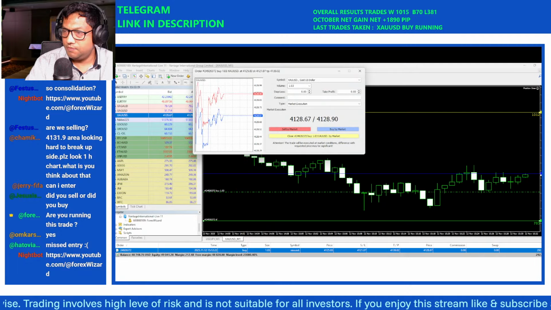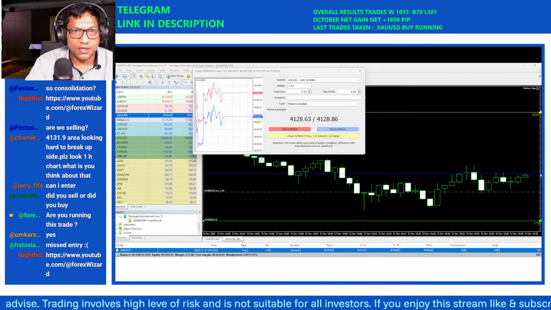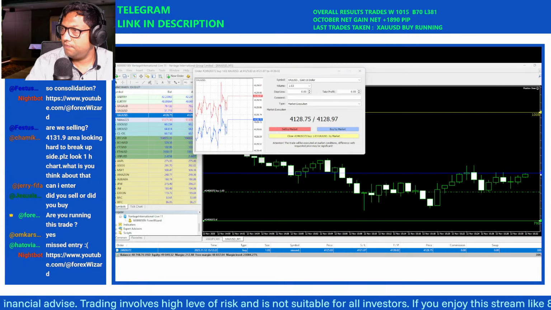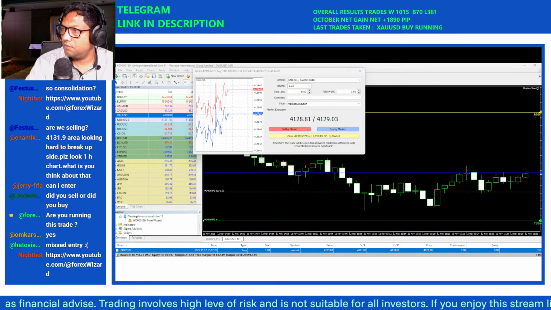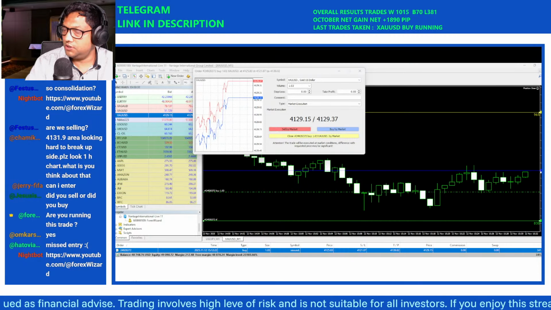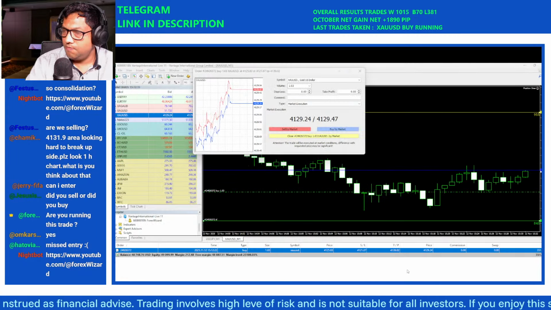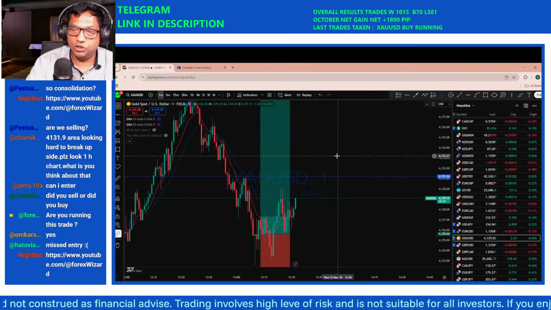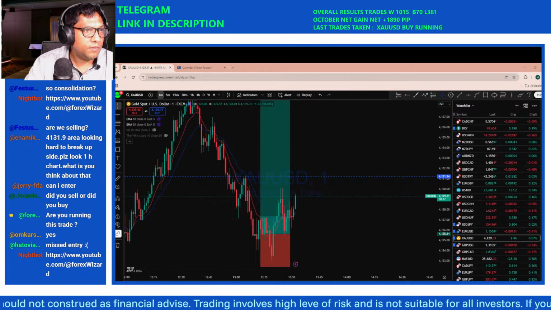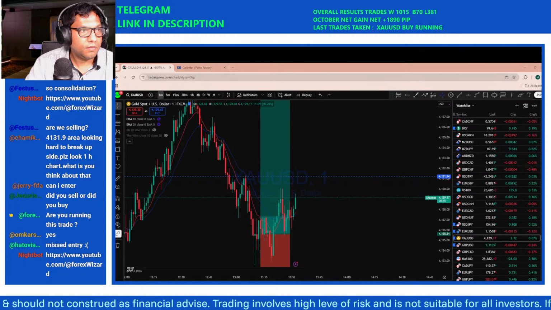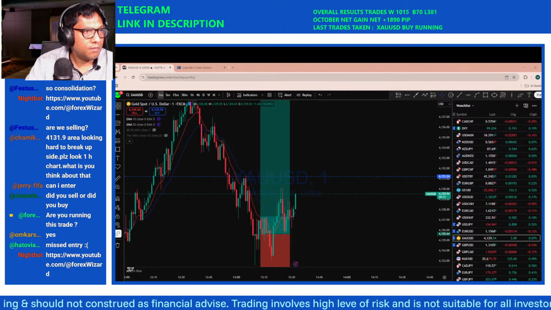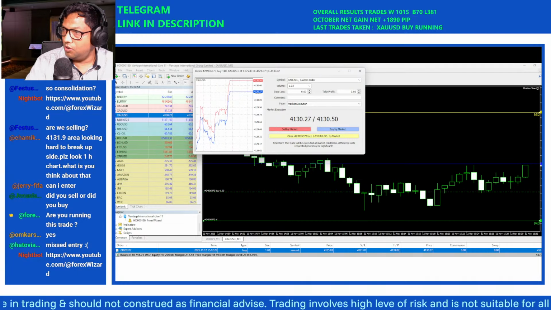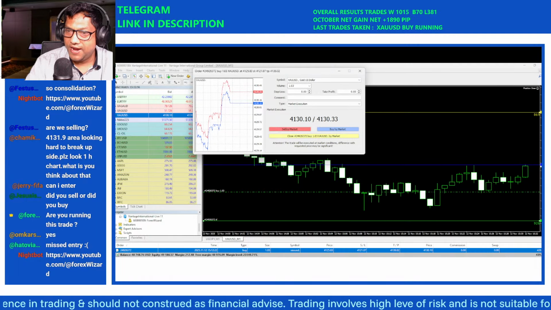I'm holding on to that, to the highest level possible. Okay. Well, that's what we wanted to see, that breaking out. All right, so the trend potentially continues. Cool. Awesome. Moving back above here.